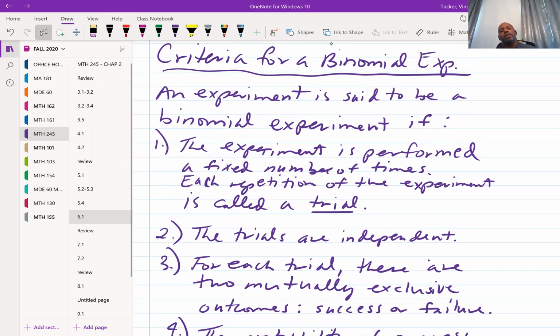All right. Number two, the trials are independent. In other words, one event occurring does not affect the probability of another event occurring. So the trials are independent. One event occurring does not affect the probability of another one occurring.